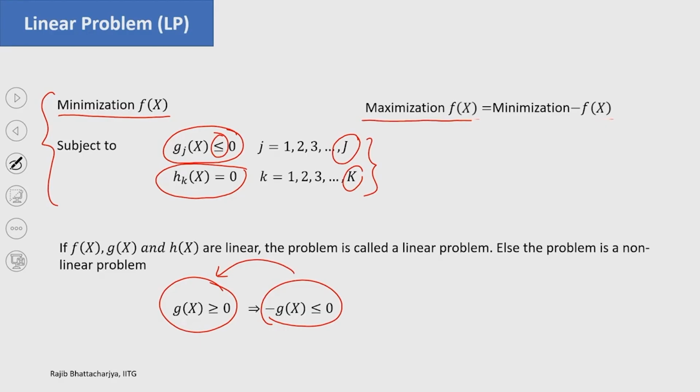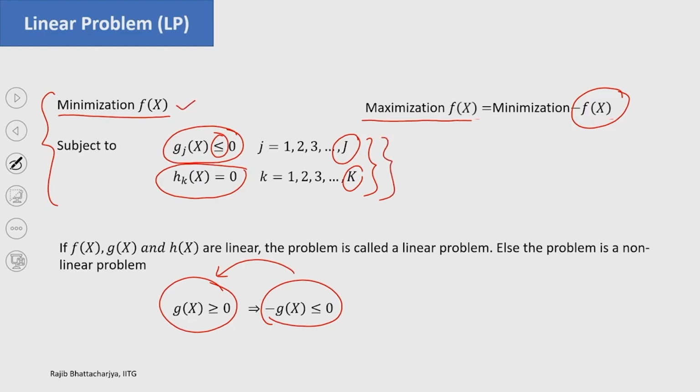In that case I can convert a maximization problem to a minimization problem by multiplying by -1. So, maximization of f(x) is equal to minimization of minus f(x). So, I can convert that problem to a minimization problem, or I can also convert a minimization problem to a maximization problem. Okay. So, altogether a problem will have an objective function, and we will have constraints.